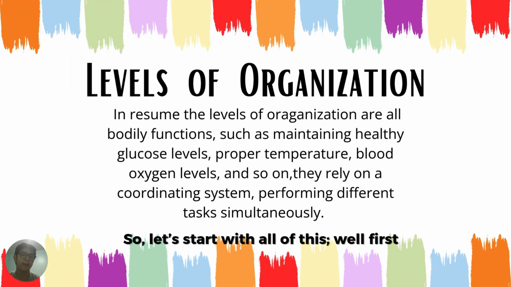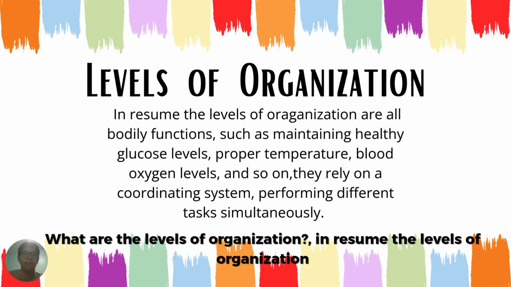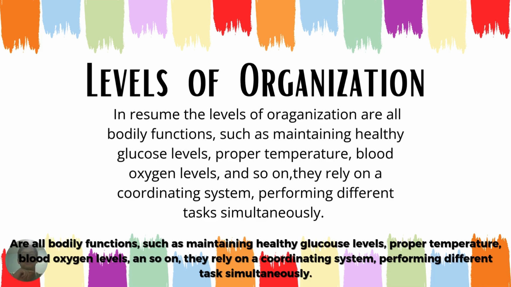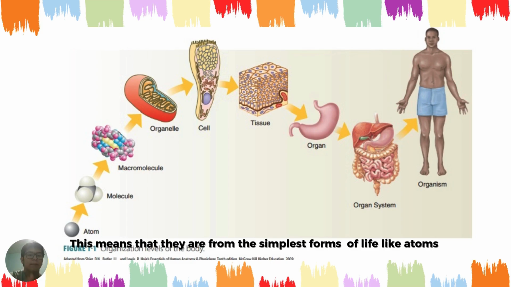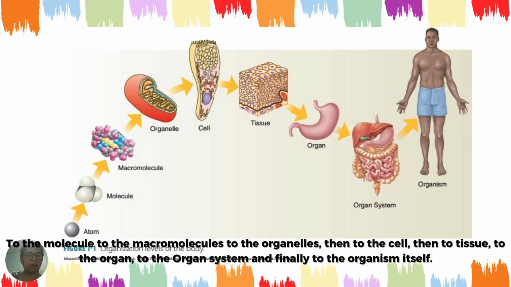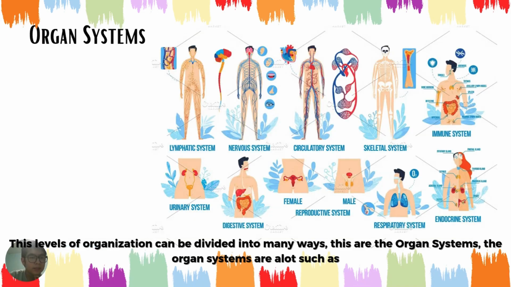Well, first, what are the levels of organization? In short, the levels of organization cover all bodily functions such as maintaining healthy glucose levels, proper temperature, blood oxygen levels, and so on. They rely on a coordinating system performing different tasks simultaneously. This means they go from the simplest form of life, atoms, to molecules, to macromolecules, to organelles, then to cells, tissues, organs, organ systems, and then to the organism itself. These levels of organization can be divided in many ways.